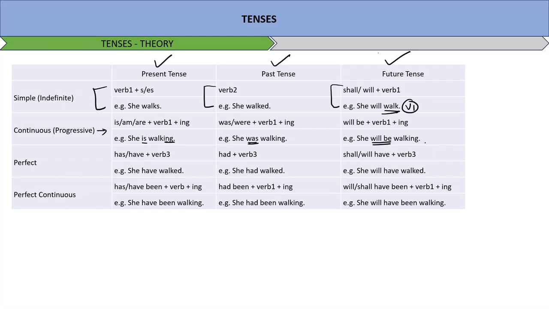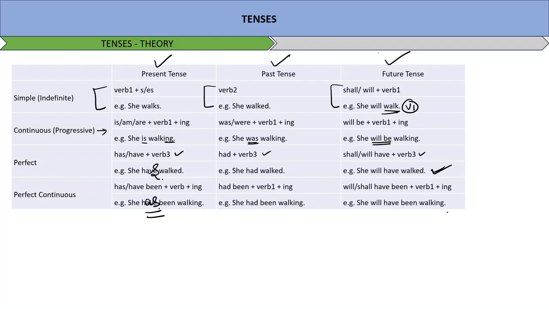In perfect, we have a combination of helping or modal verbs and then V3. You see, perfect tense present V3, perfect tense past V3, perfect tense future V3. She have walked or she has walked. She had walked. She will have walked, right? Perfect continuous is a combination of V3, helping or modal verbs such as has or have, and also ing. She have been walking or she has been walking. She had been walking or she will have been walking, right?